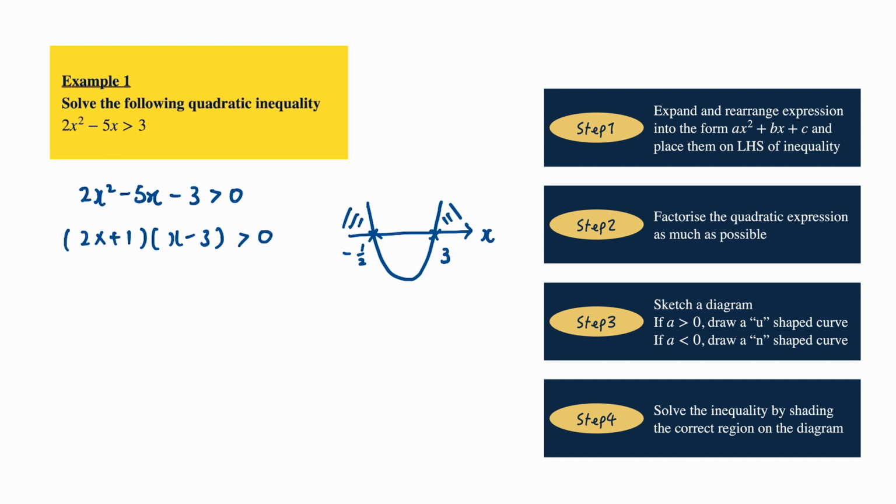So since the shaded regions are on the left and right respectively, x is less than -1/2 or x is more than 3. Now let's look at questions that involve a less than inequality sign, such as this. Remember step 1, expand and rearrange the expression into the form ax squared plus bx plus c, keeping 0 on the right hand side of the inequality. And this will give us x squared plus x minus 6 is less than 0.